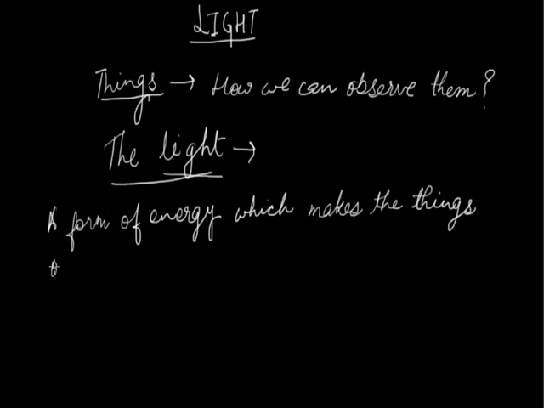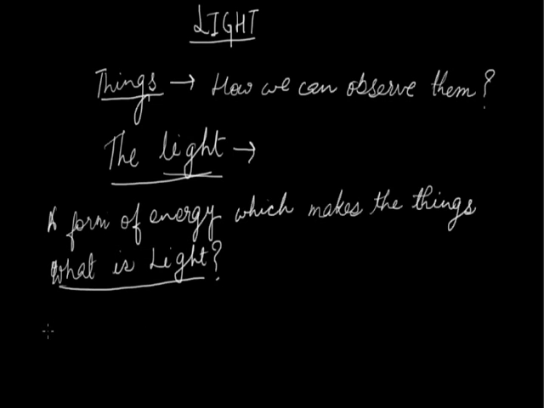Now, let us see how we can see the light. Actually, we cannot see the light. But the question is, what is light? What is its behavior? And we want to observe that. We want to know which type of properties light has.